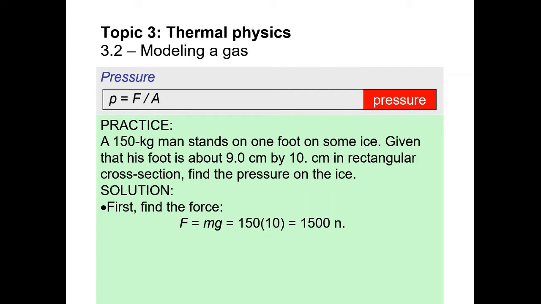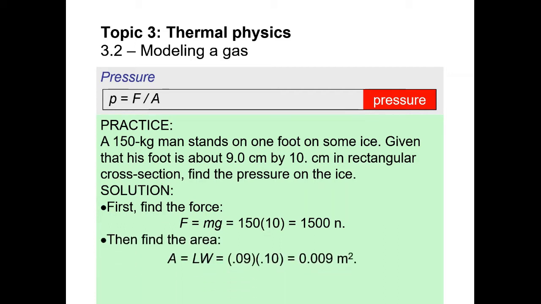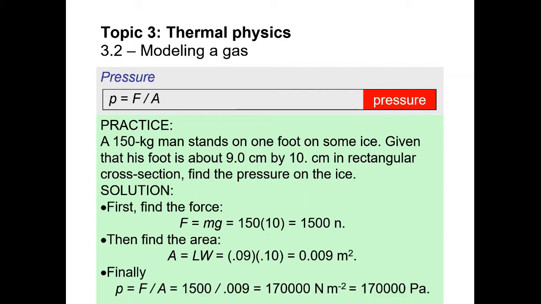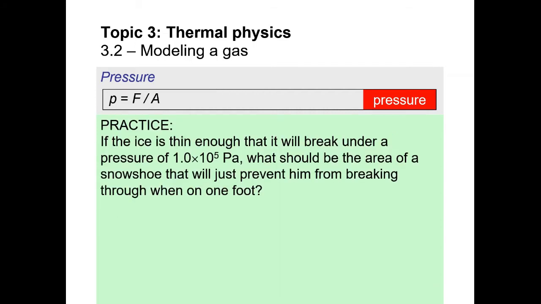And the area is length times width, which is converted into meter, 0.09 meter times 0.1 meter, which gives us 0.009 square meter. Finally, the pressure equals force over area. That gives us 170,000 Pascal.